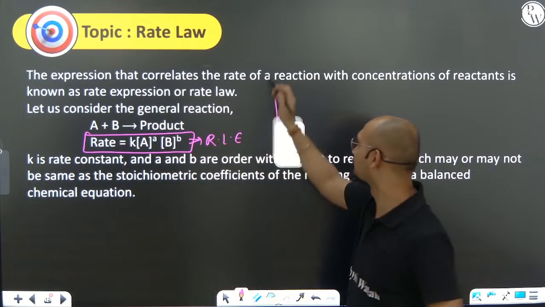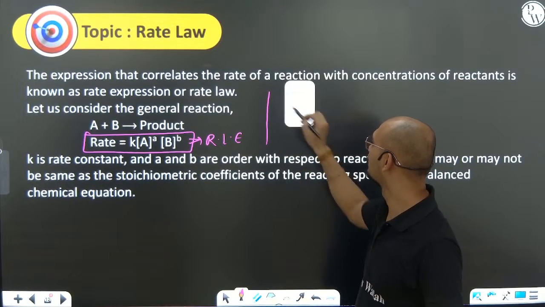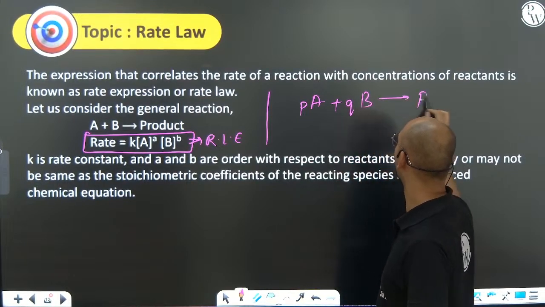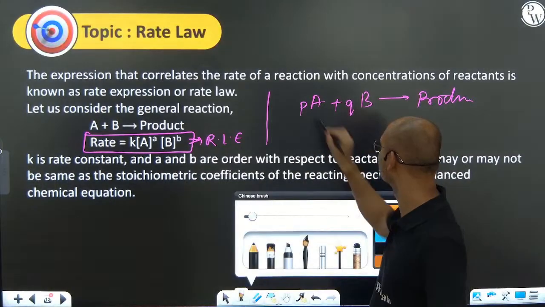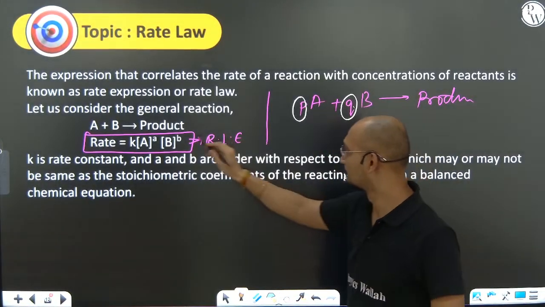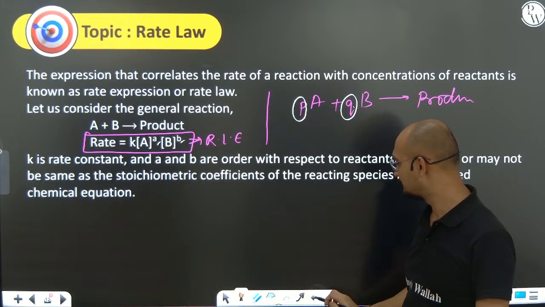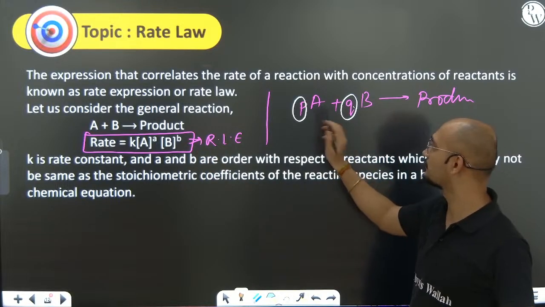One more thing. Consider the reaction was something like pA plus qB giving product. There is no relation between the stoichiometric coefficient and the power that is raised here. Whatever the power being raised here, it has no relationship with the stoichiometric coefficient.